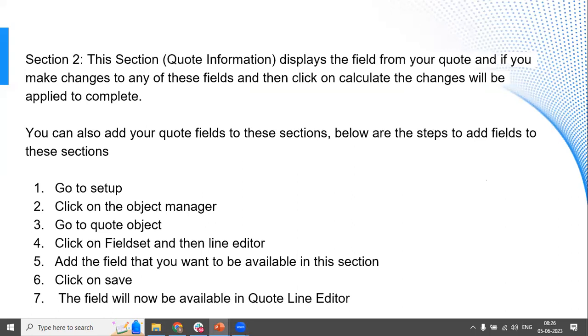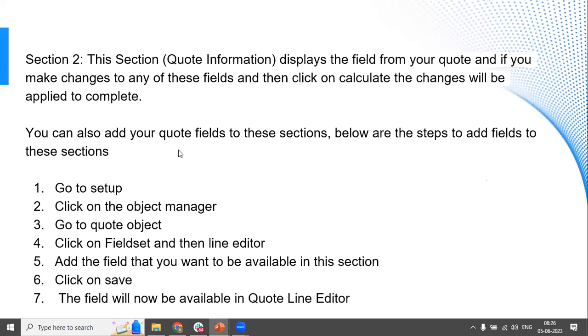Then we have the second section. The second section is the quote information section that displays the fields from the quote object. One thing to keep in mind, the quote line editor shows fields from two different objects, the quote object and the quote line object. The second section has the fields from the quote object, and if you make any changes to a field in the second section, the changes will be applicable to the entire quote, not to the individual quote lines.